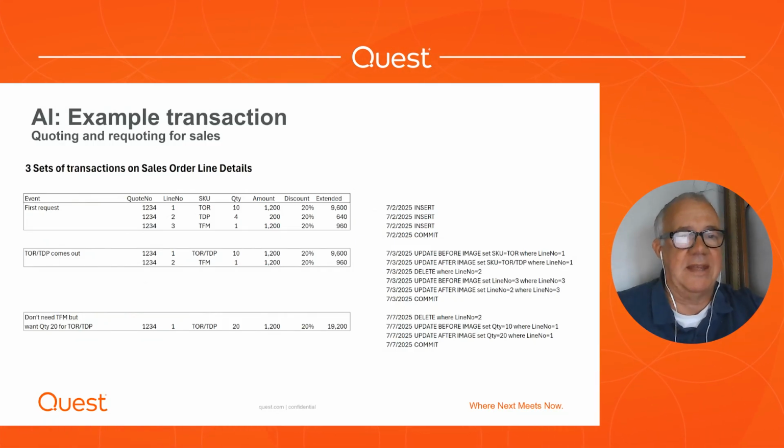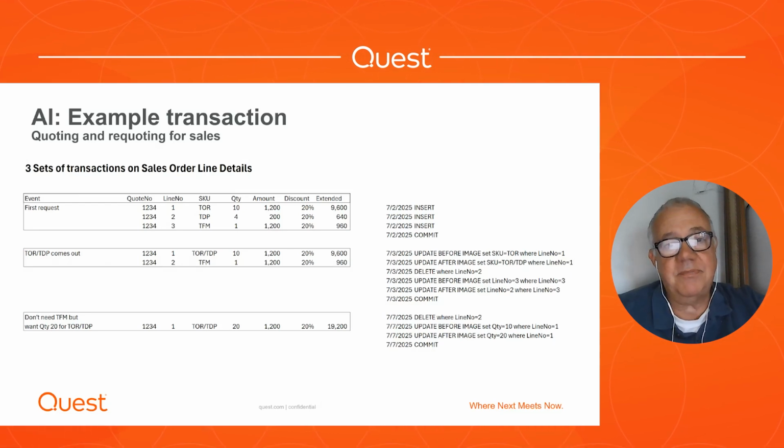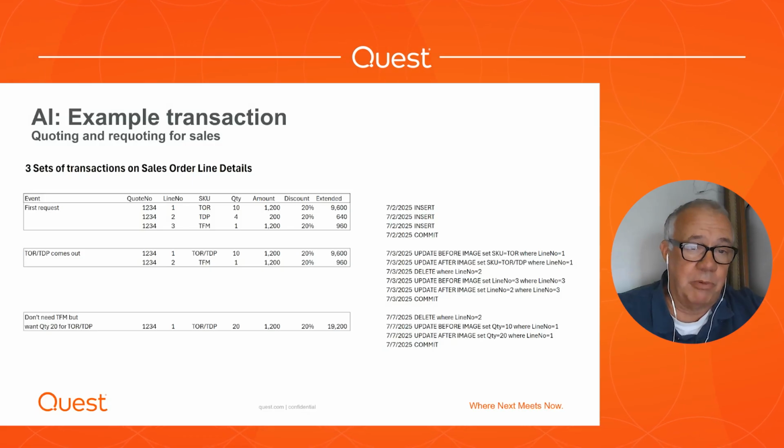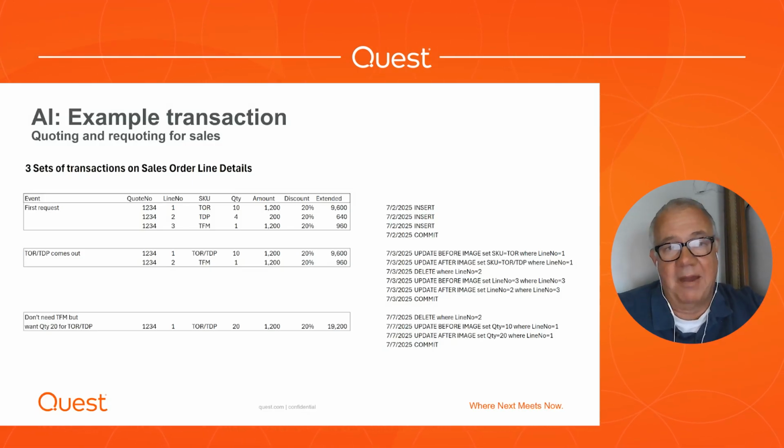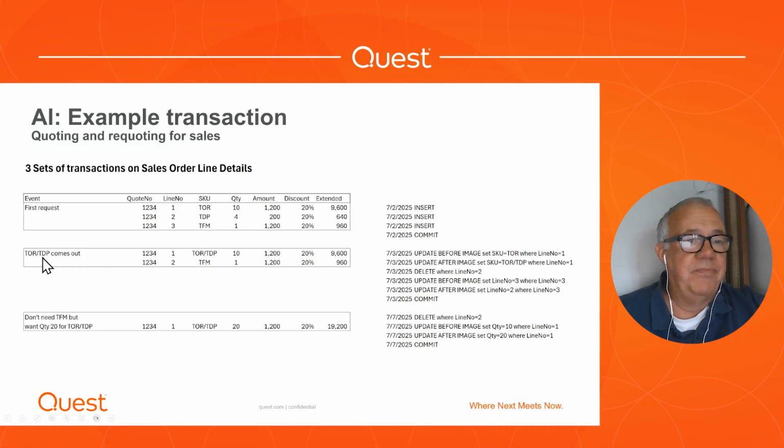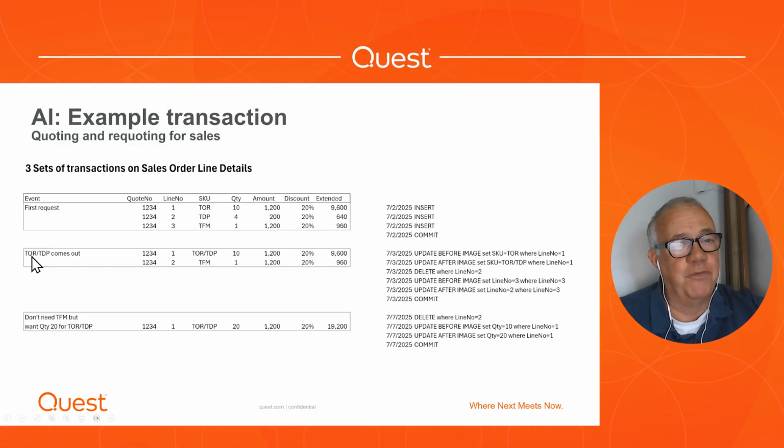But let's consider the case of a sales order or sales quote. For the first request, it's actually 3 products: Toad for Oracle, Toad Data Point, and TFM. Now, in this case, it was quantity 10, 4, and 1, and very simple from a database standpoint. We see here on July 2nd, insert, insert, insert, commit, and you would see all of these values as well. Now, an announcement was made where Toad for Oracle now combines and includes Toad Data Point. So there's no reason to have this particular SKU.